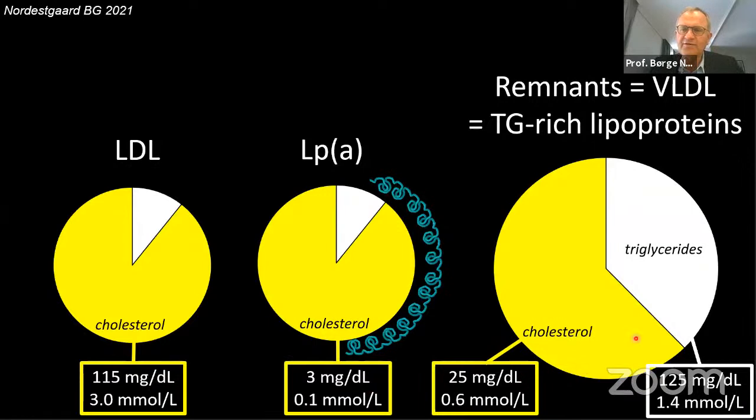And then there are the remnants. Here you have 25 milligrams per deciliter or 0.6 millimoles per liter on average, but some patients have a lot more, and there can also be a lot of triglycerides in these fractions. But notice it's likely the cholesterol content that causes atherosclerosis.